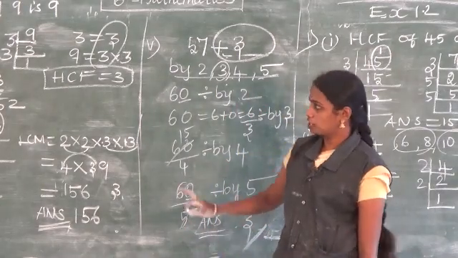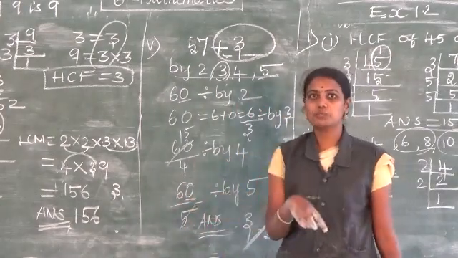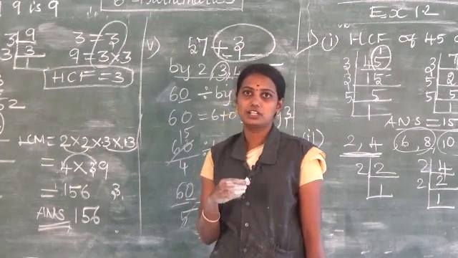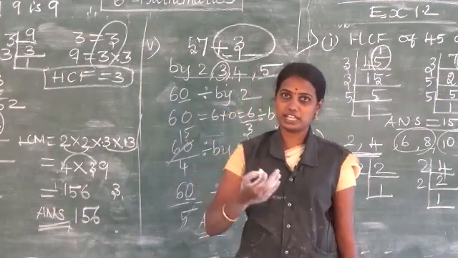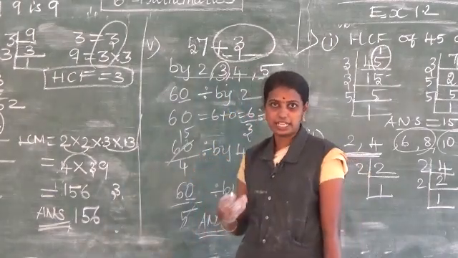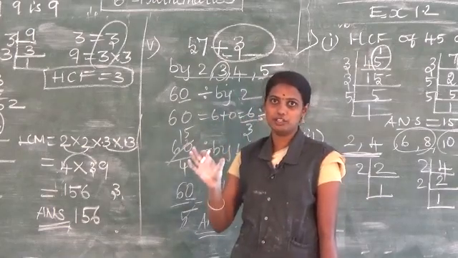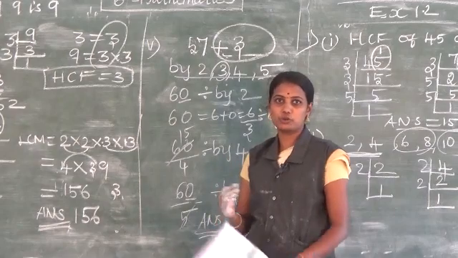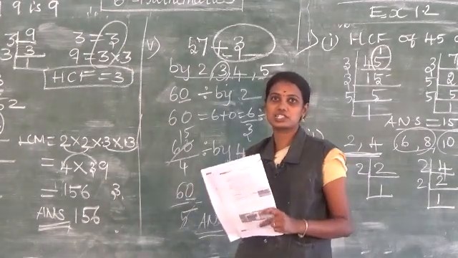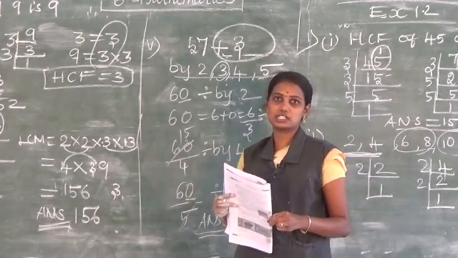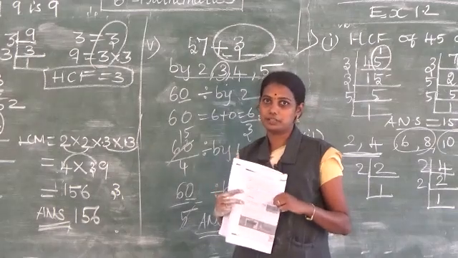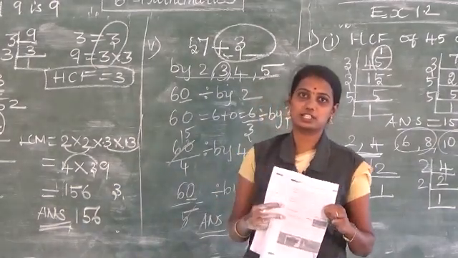Okay, now question number 1 is over. Question number 2 we will see in the next class. In the next class, please kindly go through HCF and LCM. Find the difference between HCF and LCM so you can understand the method properly. Don't confuse: HCF means highest common factor, LCM means least common multiple. Okay boys, we will see the remaining problems in the next class.